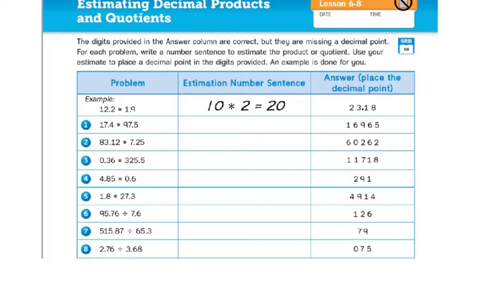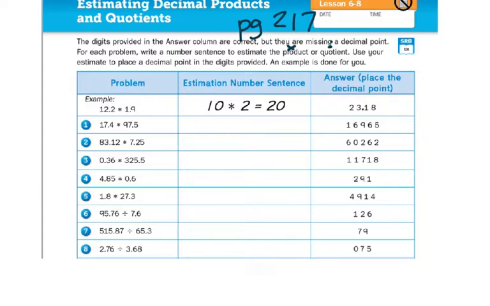So we're going to go ahead and move to page 217. Estimating decimal products and quotients. The digits provided in the answer column are correct, but they are missing a decimal point. For each problem, write a number sentence to estimate the product. Product means multiply. Quotient means divide. Use your estimate to place a decimal point in the digits provided. An example is done for you.